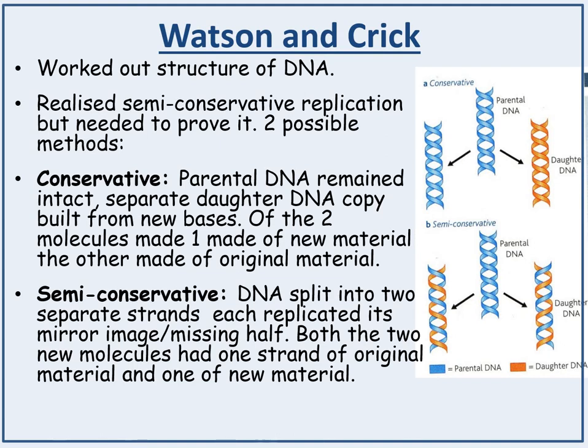Semi-conservative is where the DNA is split into two separate strands, and each replicates its mirror image or missing half. So both of the two new molecules have one strand of original material and one strand of new material. Now we know it is in fact semi-conservative replication.